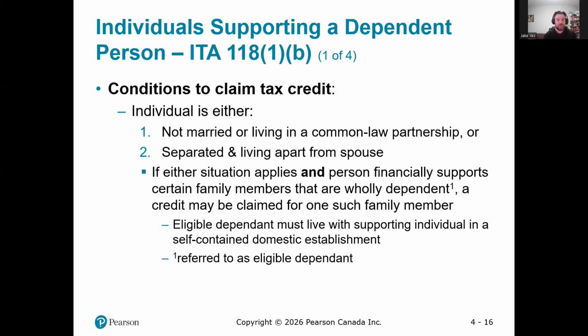If you have two children and they share households, I might be able to claim one child and my spouse can claim the other child. So again, we want to make sure we're not claiming the same child. It's usually outlined in the separation agreements. But in order to get it, the children must live with you and you must be a supporting individual.